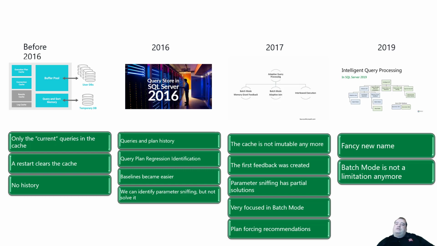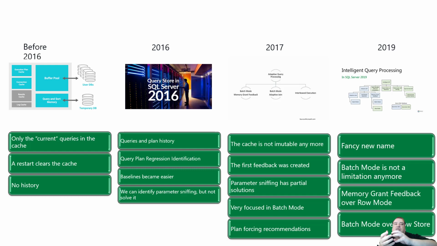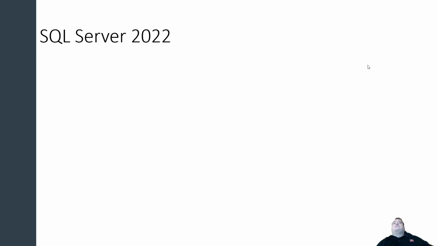How does this happen? Well, first, memory grant feedback over row mode was available in 2019. In SQL Server 2019, we got the memory grant feedback over row mode. That was great. And we got batch mode processing over row store, in tables without a column store index. Since batch mode was happening, the features which were exclusive to batch mode, like adaptive join, could take place as well. So batch mode was not a limitation anymore in SQL Server 2019. Then we got SQL Server 2022.